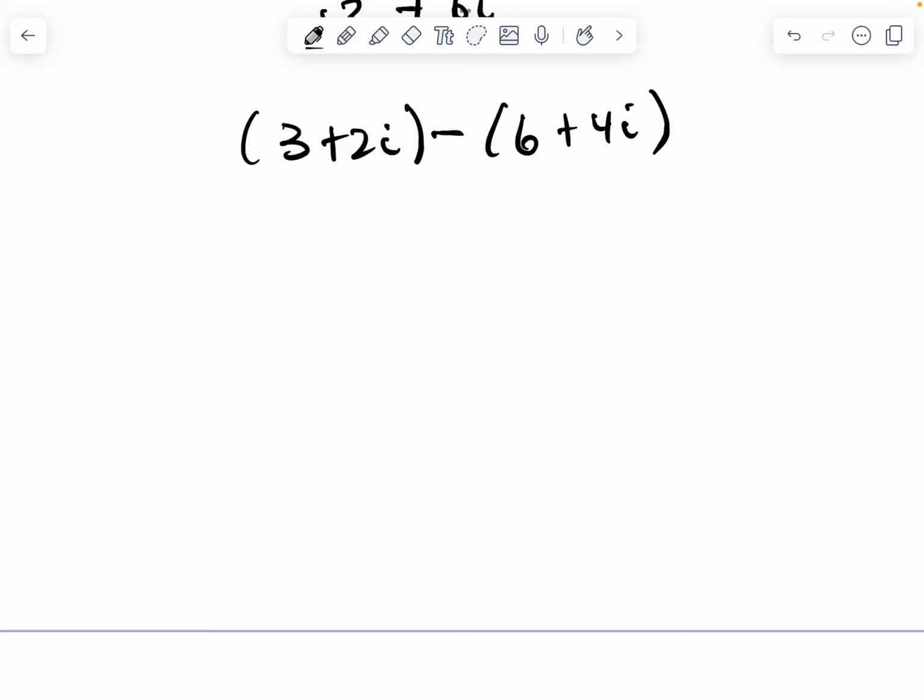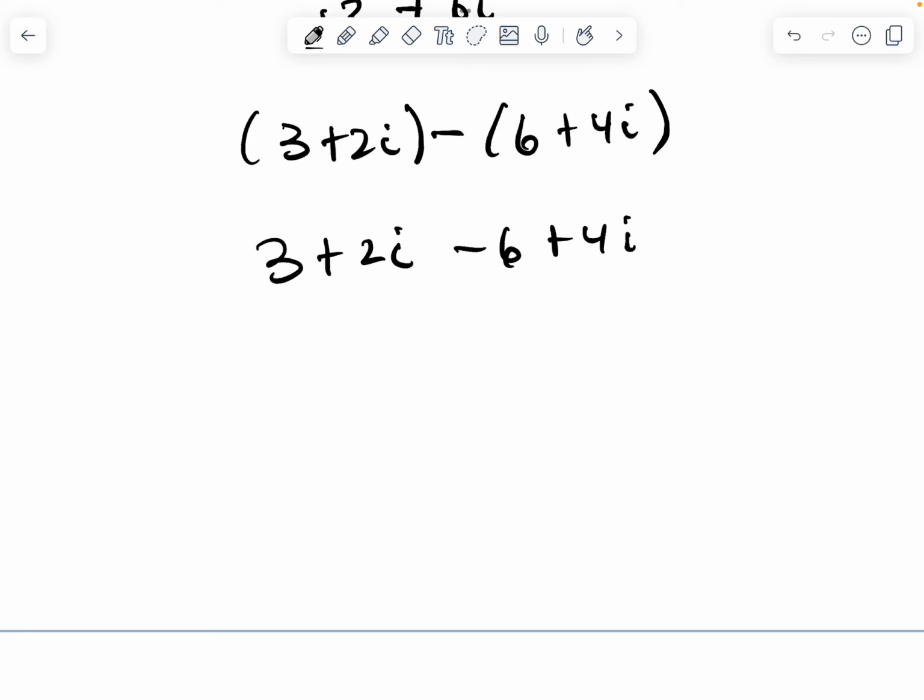Now you do have to watch out for something like this, and I do want you to practice one of these and pause the video and give it a try. Let's say you have 3 plus 2i minus 6 plus 4i. The mistake that people make on this is they do this: 3 plus 2i minus 6 plus 4i.